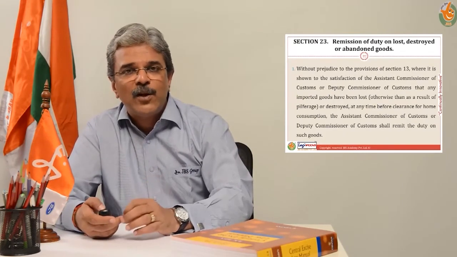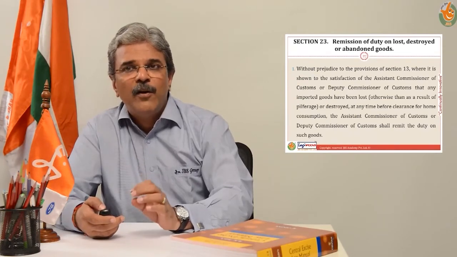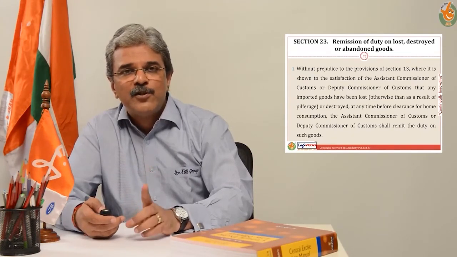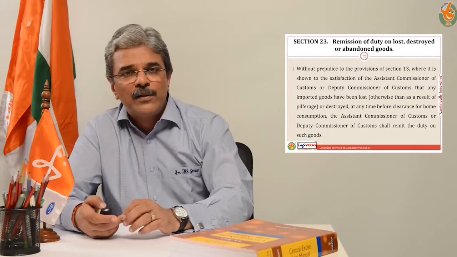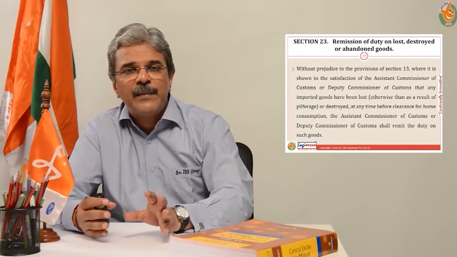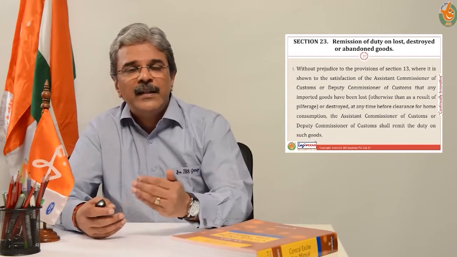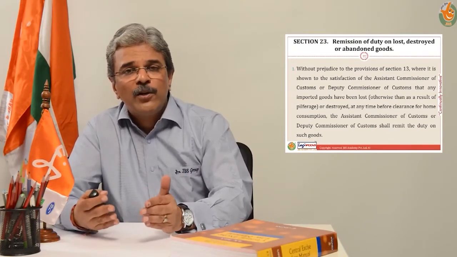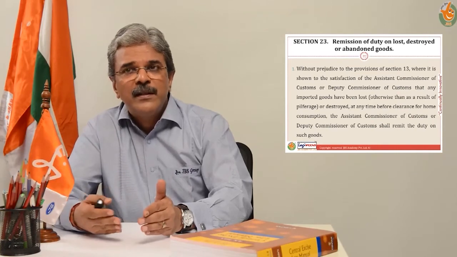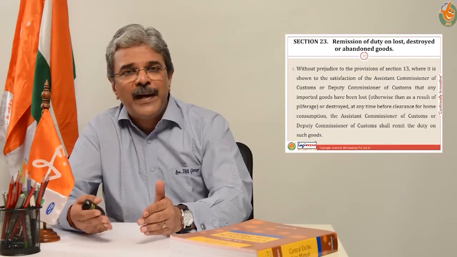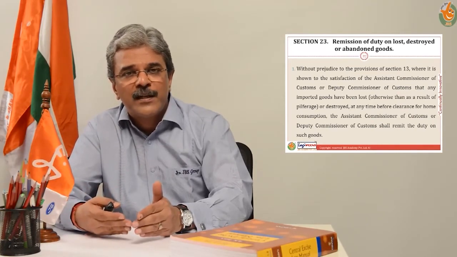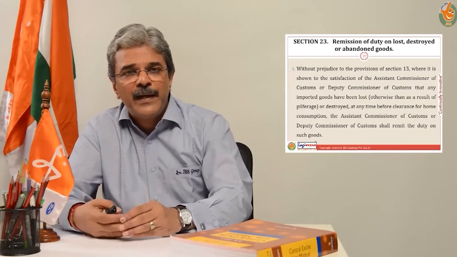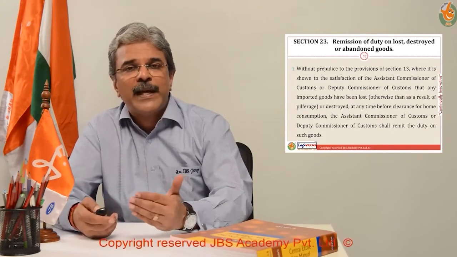Section 23 talks about remission of duty on lost, destroyed or abandoned goods. What is remission of duty? Remission would be taking back. Here it says that in case duty has been paid on goods that are lost, destroyed or abandoned before customs out of charge, then the person who has paid the duty would be entitled to get the duty back.